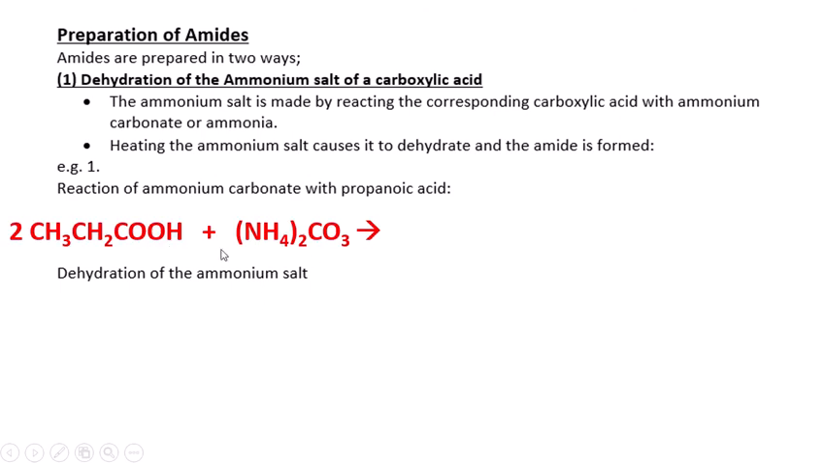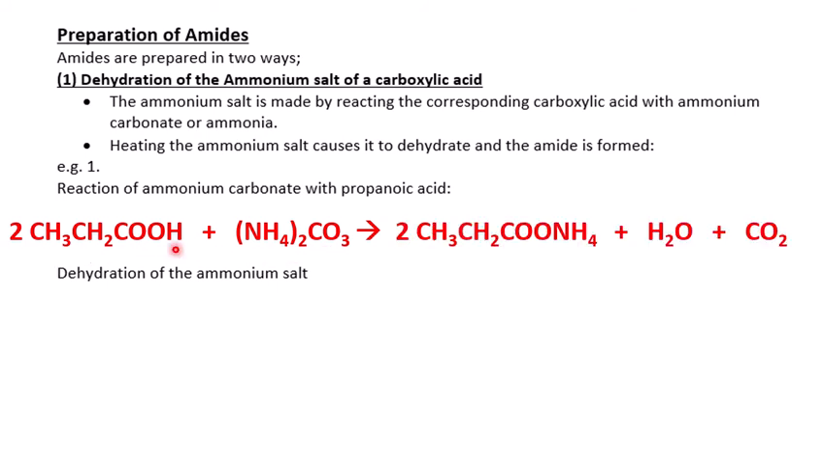So the ammonium salt of the carboxylic acid, we're going to try and form propanamide. So we start with propanoic acid, 3 carbons, and ammonium carbonate, NH4 2CO3. So we need 2 propanoic acid. The salt, so we'll replace that H with an ammonium group. So then it'll become the ammonium propanoate. So there's the name of it, ammonium propanoate. And then because it's acid plus carbonate, we get salt, water, and carbon dioxide.